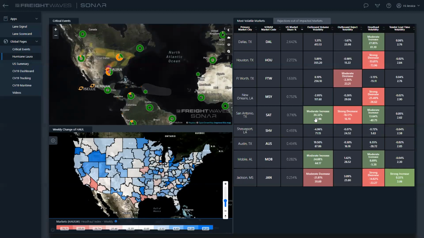This is out of that normal. So this is a market where there's a lot more freight moving out of that market than typically. When you have a red market, that means that there is a decrease. So for example, San Antonio rejection rates are down 10% week over week, which is a big weekly change relative to the last 365 days. So red means decrease, green means increase.